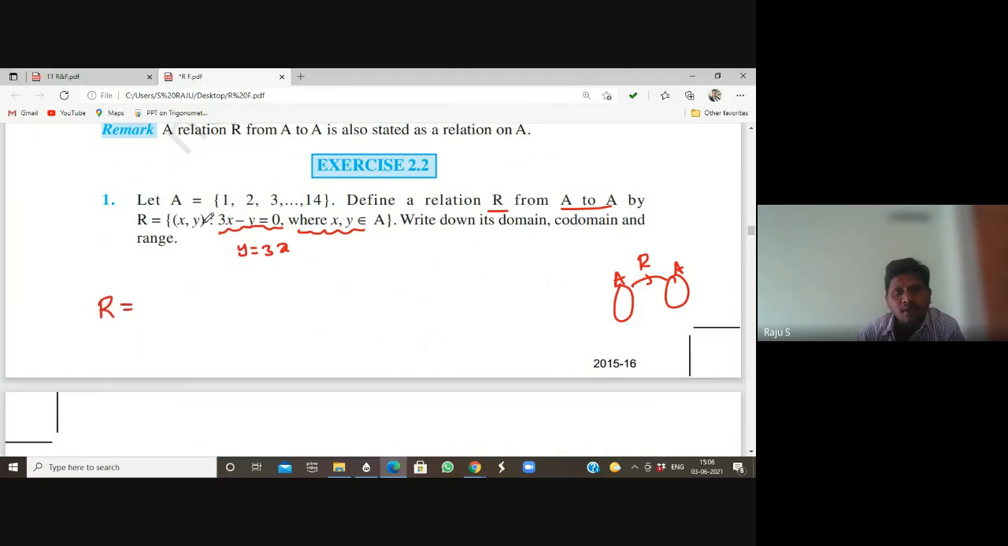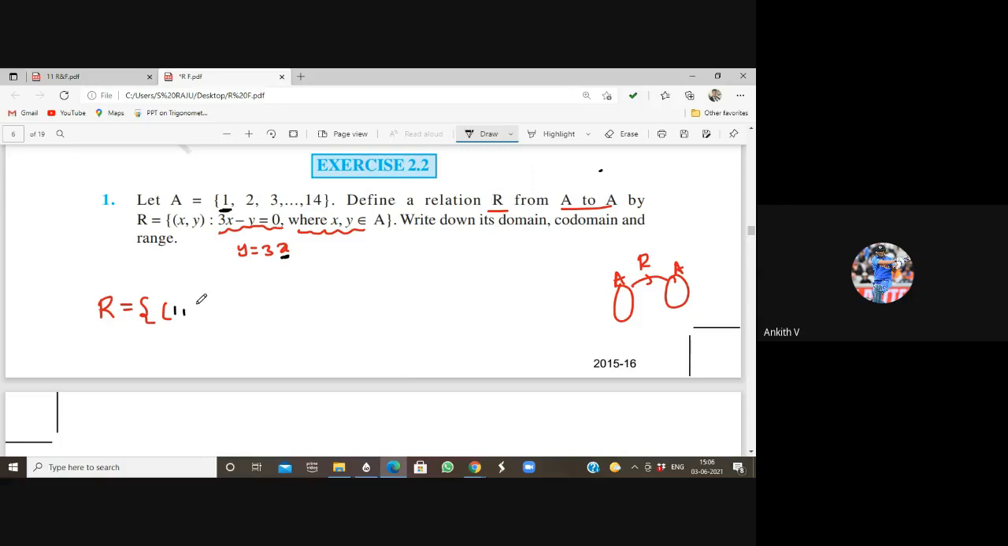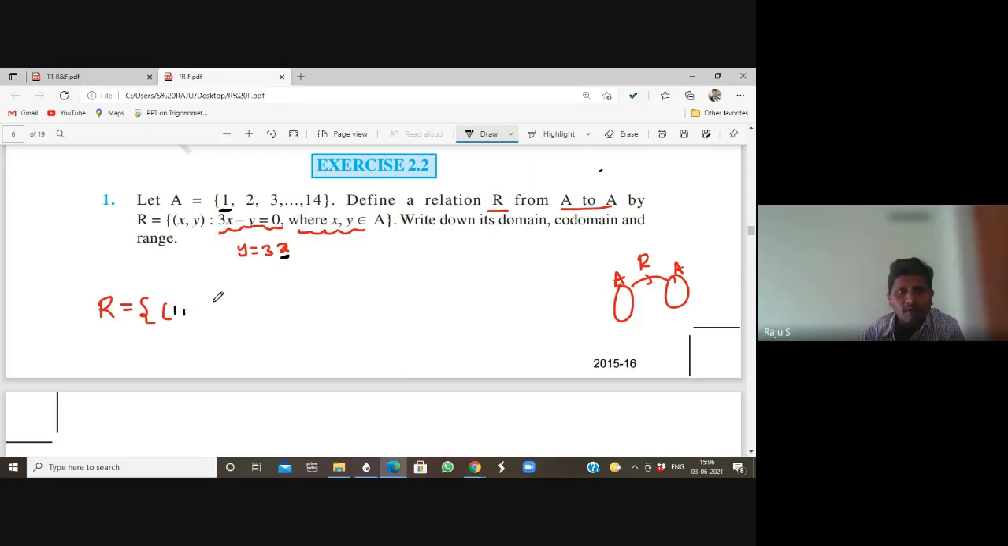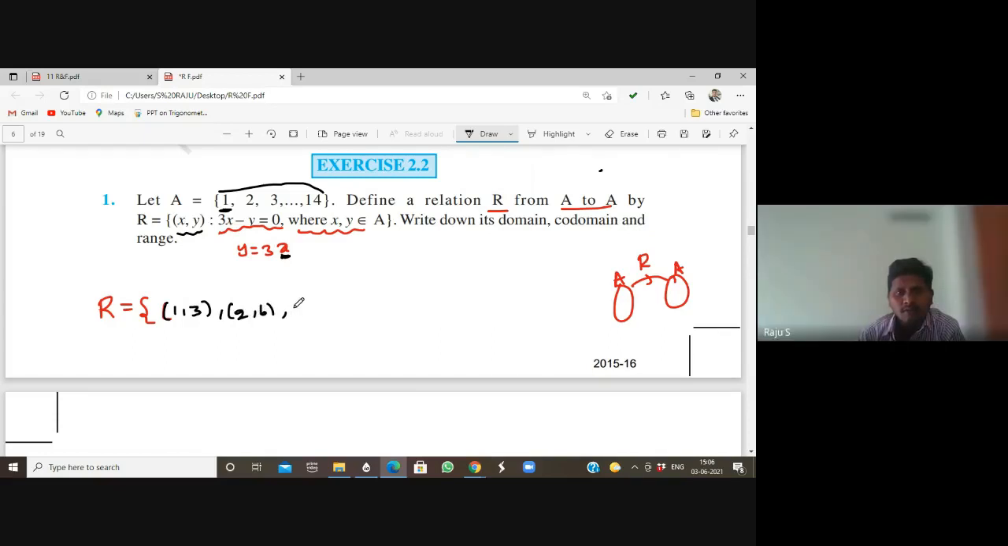Can you write that set builder form into roster form? Can you tell me what ordered pairs we are going to get here? When I substitute x is equal to 1, what is it? Sir, 3, 6, 9 and 12 will be the elements. No. We have to write in ordered pairs. If I take x as 1, y is 3, am I right? These are the x values. Substitute all x values here: 2 comma 6, then 3 comma 9, 4 comma 12. That's all, sir.